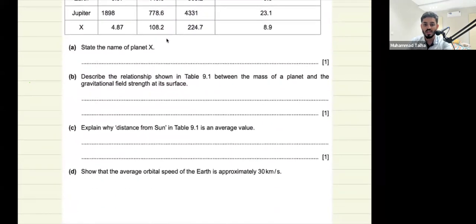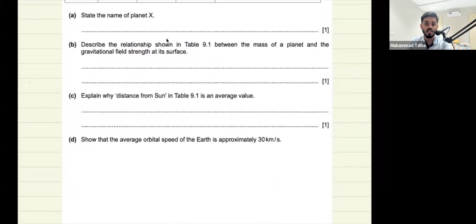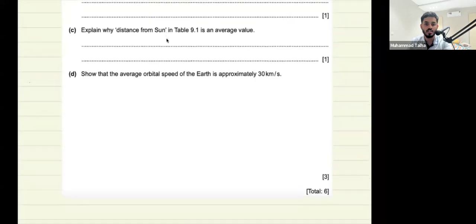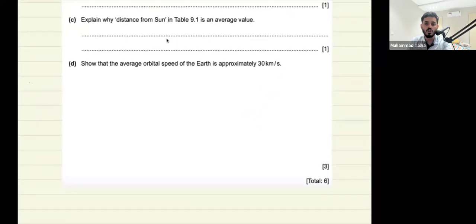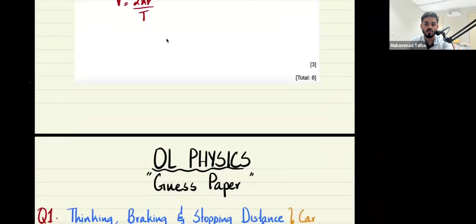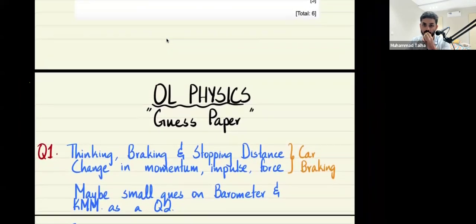Explain why distance from the sun is an average value. Good question. Orbits are never circular, they are elliptical. So we take the average value, the average orbital radius. And this question is also very easy. It's just the usage of this formula, v equals 2 pi r over T. So IGCSE questions do have good space physics practice material if you feel you're lacking in those.